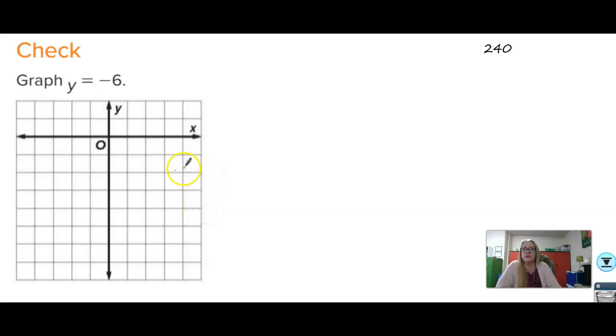All right, y equals -6. So 1, -1, -2, -3, -4, -5, -6. It's going to be a horizontal line passing through y is -6.